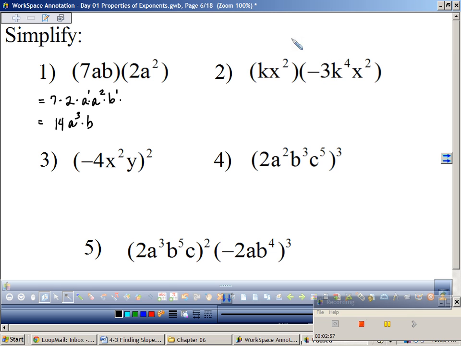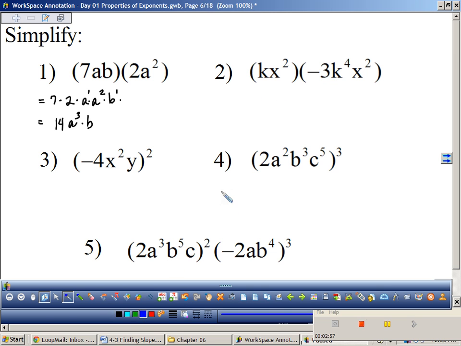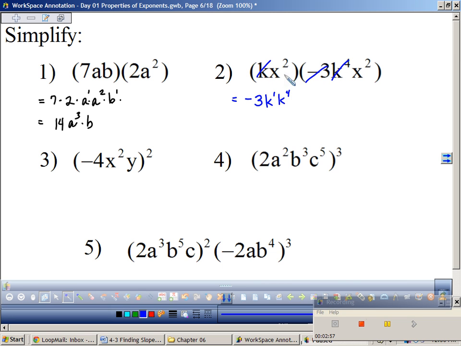Let's try this one. I've got a negative, this time I'm going to change my color. I've got a negative 3. That one's done. I've got a k to the 1st power, a k to the 4th power, an x squared, and another x squared. So I have a total of 5 k's being multiplied by each other and 4 x's being multiplied by each other. Is that the work we have to show? Yes.